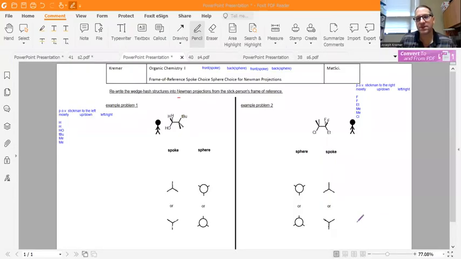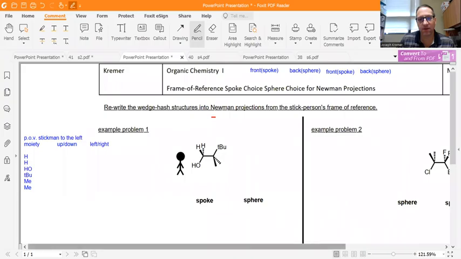So we were discussing the spoke carbon, which is nearest to you, and the sphere carbon, which is furthest away. This is a nice design for a handout. We'll just be looking at this molecule here to the left. Again, we have this stick person standing to the left. The stick person is 6 feet tall, let us say, and the molecule has been blown up to about that size as well. So here we have hydrogen, hydroxyl, H, H, OH, T-butyl, methyl, methyl, T-butyl, methyl, methyl.